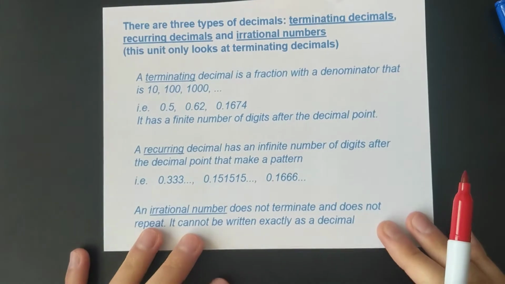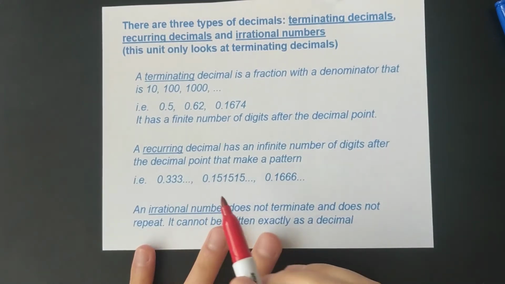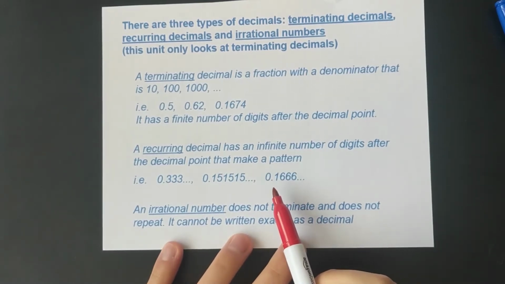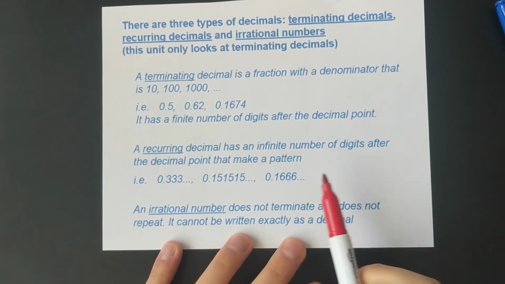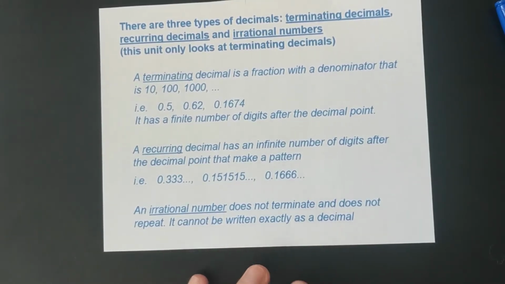But you can also have recurring decimals. So a recurring decimal has an infinite number of digits after the decimal point that makes a pattern. So 0.33333333 that goes on forever, I'm sure you've seen before. But we could also have other patterns like 0.151515. It's a repeating 15, it goes on forever. We could have a specific set of digits and then a pattern that repeats forever. Those would be recurring decimals, which you will see later on in phase 1.